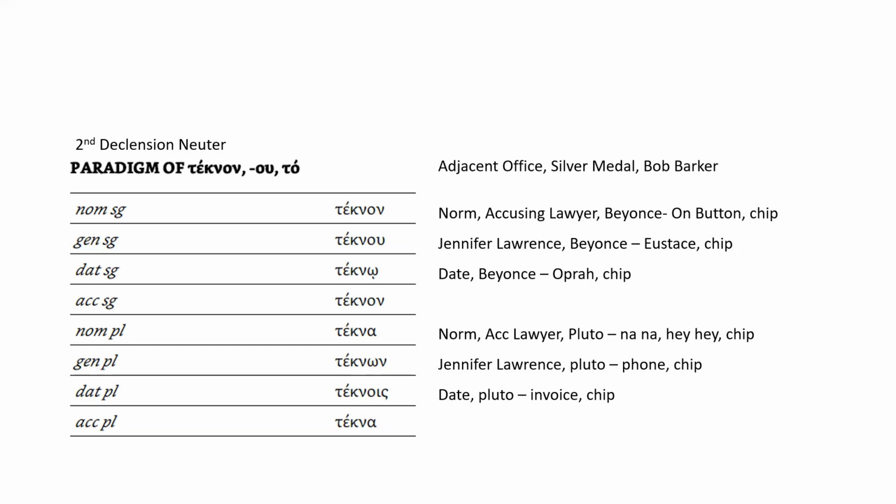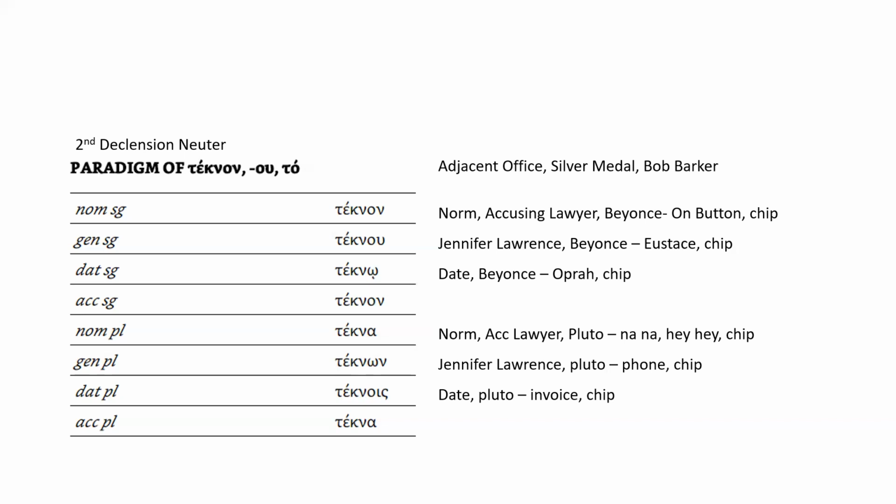Dative plural, I see a date again, and this time with Pluto, the dog, and they're there with an invoice and a stack of computer chips. Teknois rhymes with invoice, ois. Invoice reminds me of the ois ending, and chip, of course, reminds me of teknois. And then accusative plural, we already did. So this is going to work forward and backwards.